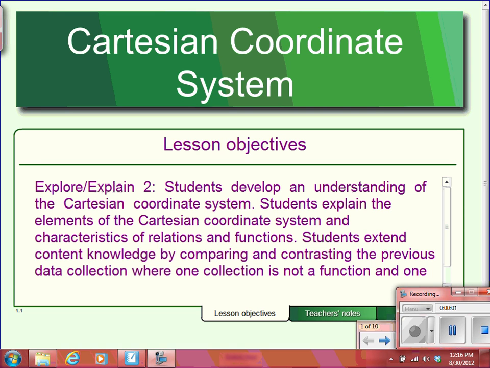Okay, here we go. Today, you guys are going to be working on the Cartesian coordinate system. As you can see from the objectives, students will develop an understanding of the Cartesian coordinate system. Students will also explain the elements of the Cartesian coordinate system and the characteristics of relations and functions. That'll make more sense once we get through with the notes. All right, so let's go ahead and get started here.